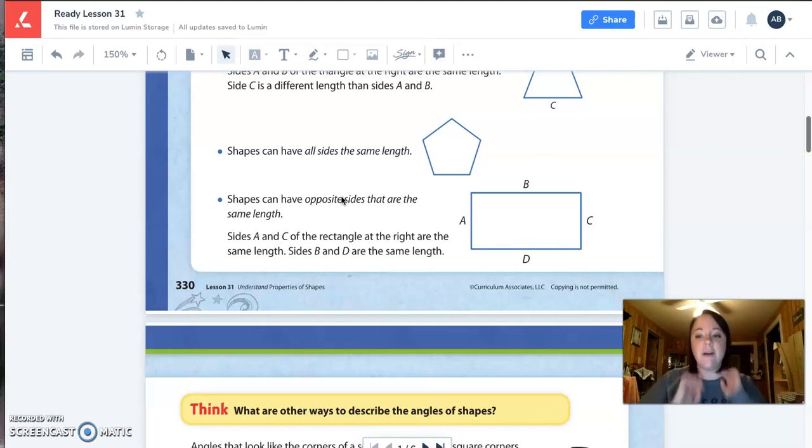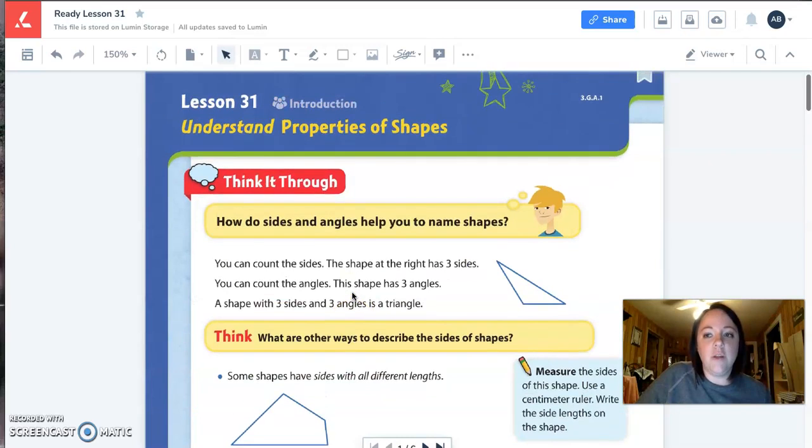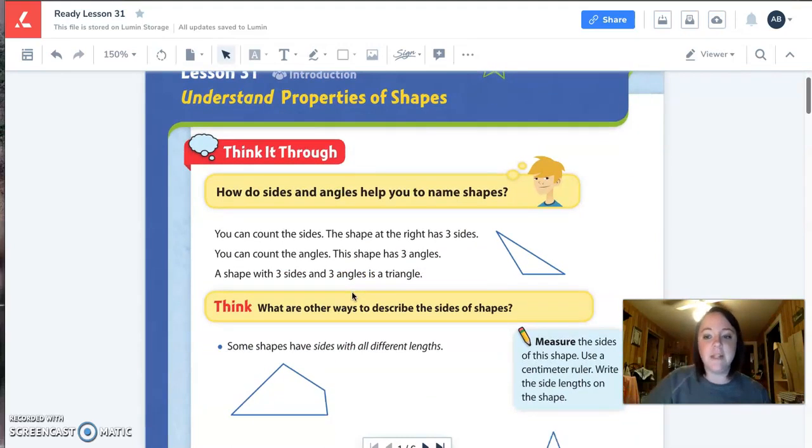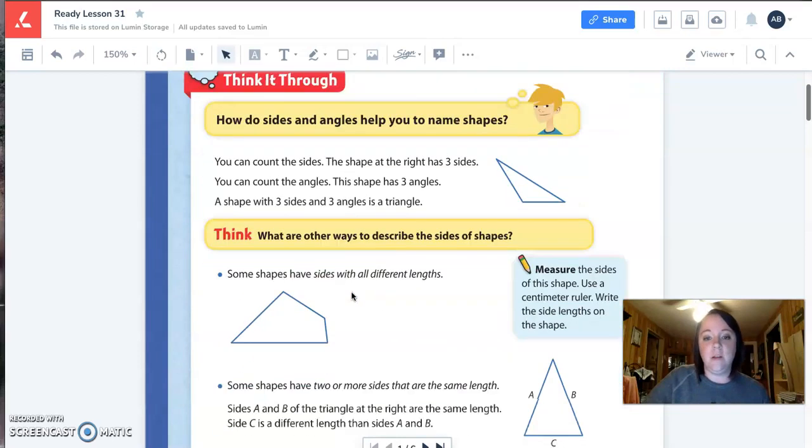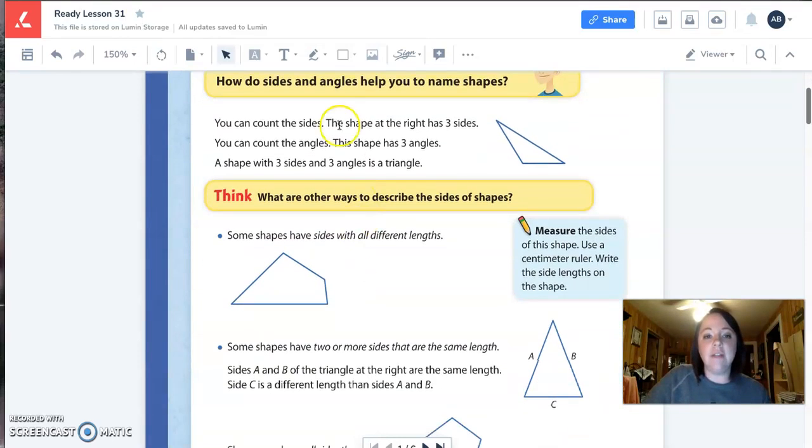We are starting to learn about shapes, and I'm excited. All right, so if you look here, we are going to start understanding properties of shapes. It says, think it through. How do sides and angles help you name shapes? Okay, you can count the sides. The shape at the right has 1, 2, 3 sides. You can count the angles. 1, 2, 3. Now, angles are where each corner meets, so kind of like this.